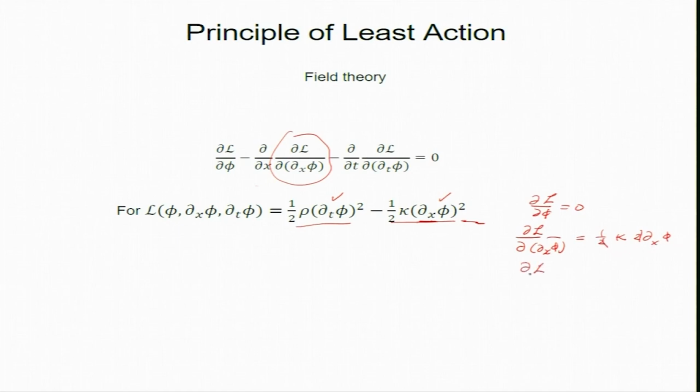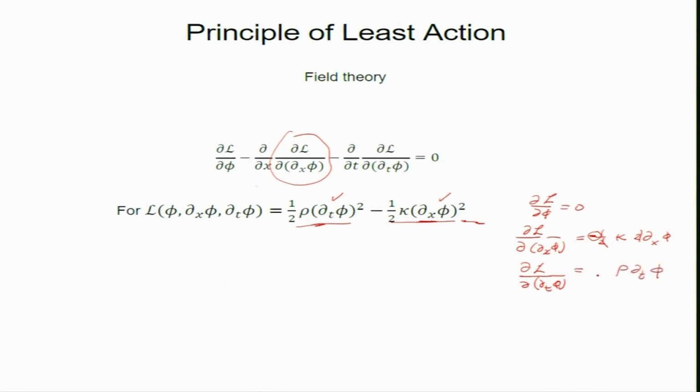Similarly, what is the one for dt phi? I am sorry, there is a minus sign here. L has a minus sign here. So, I will get partial L partial of d phi dt, and this will act on that, giving rho dt phi.